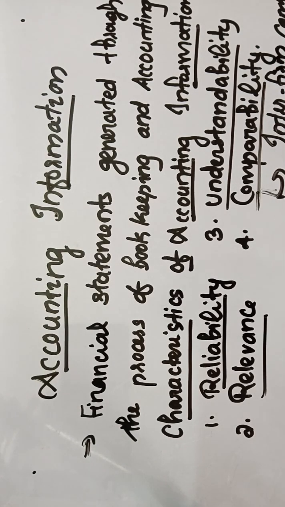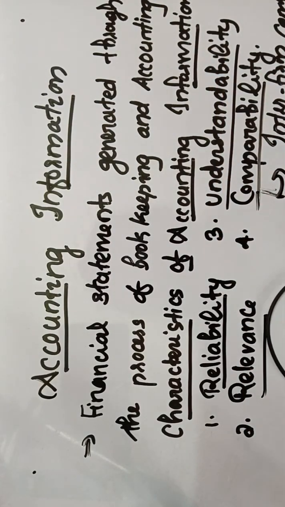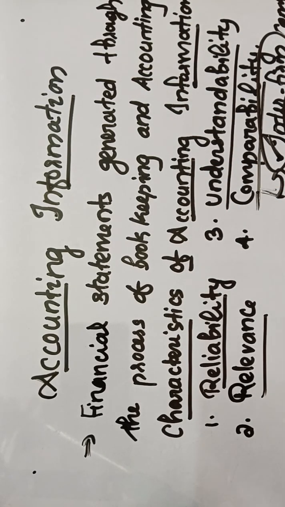At the same time, when an enterprise's financial statement is compared with another enterprise's financial statement, it is called inter-firm comparison. So, this is the difference between inter-firm and intra-firm. Comparison within the company is called intra-firm, and comparison with another company is called inter-firm. Okay, so this is about accounting information.